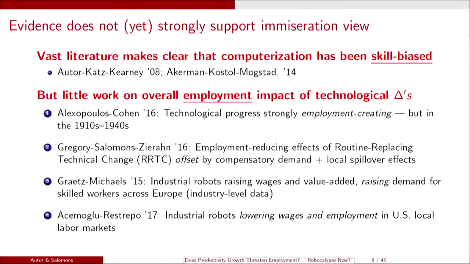There's a vast literature that makes clear that computerization has been skill biased, but that's really not about the overall employment impacts of technological change. There is some recent evidence. A paper by Alexopoulos and Cohen finds that technological progress in the 10s and 20s, first decades of the century, was strongly employment creating. But that was the first decade of the previous century, so it may not be as relevant to now. Work by my co-author Anna Salomons and her co-authors finds that the employment reducing effects of so-called routine replacing technical change have been offset by compensatory demand and spillover effects across regions of Europe.